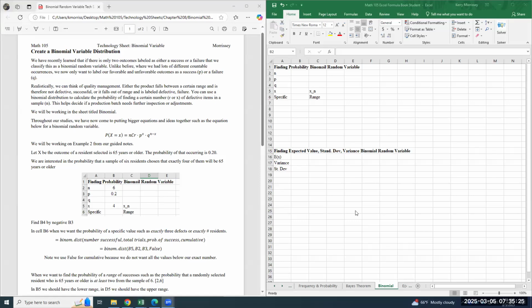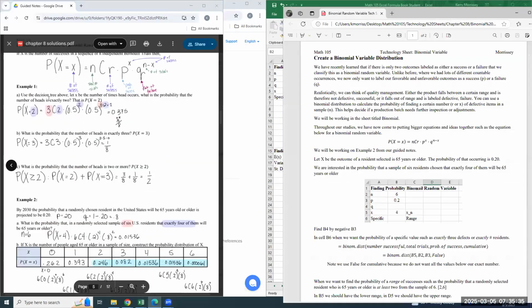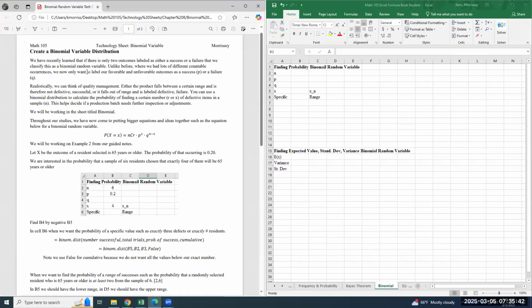Today we're going to be working on our binomial variable text sheet. So we are going to be creating a binomial variable distribution. That is to say, we are going to be working on this particular one right here. We have recently learned that if there are two outcomes, labeled as either a success or failure, we classify these as a binomial random variable.